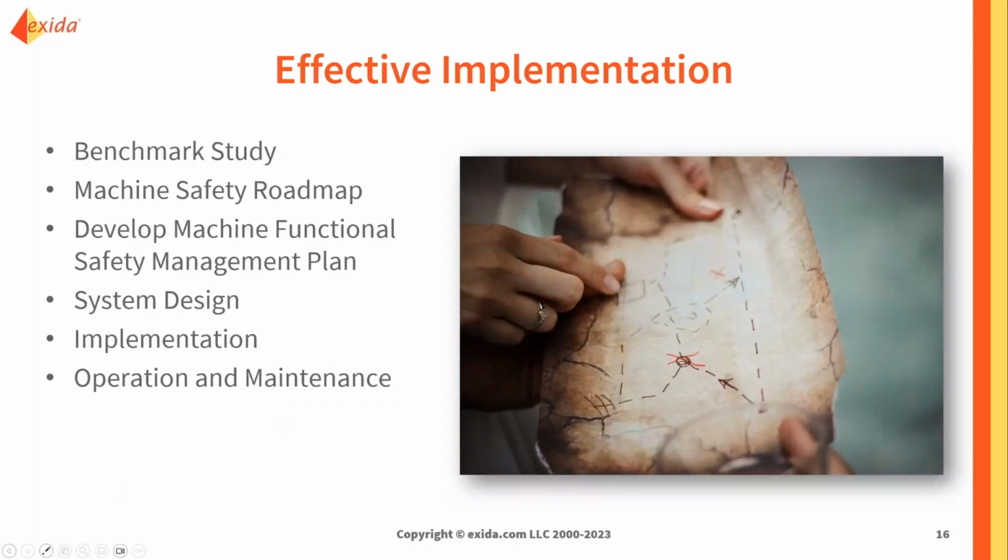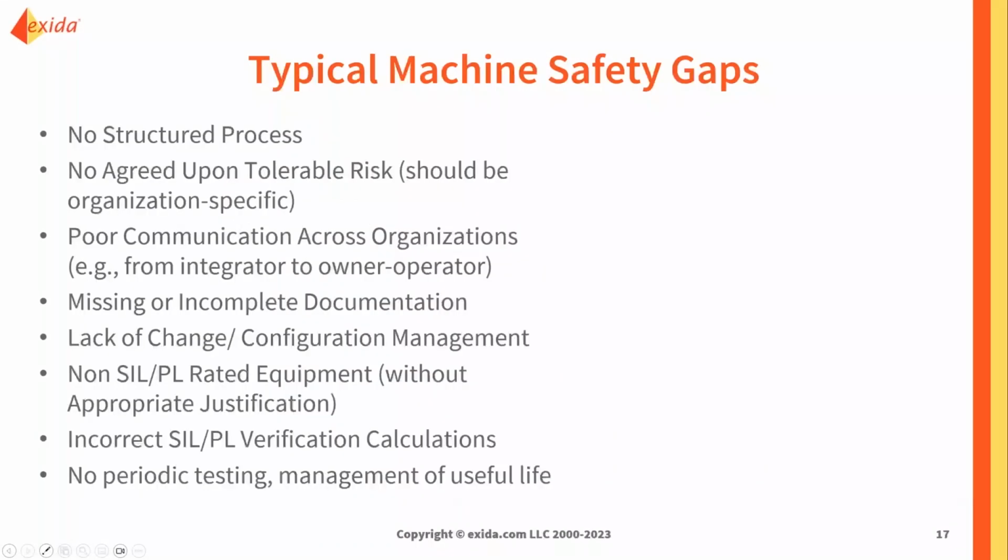And so when we start with the benchmark study, there have been quite a few typical machine safety gaps that we see with different organizations that we've worked with. So the first one, a lack of a structured process where there's really not much, if any, documentation on the asset owner side for maintaining the system. So they may have an expectation that they will receive a system from the integrator that's fully compliant, and they don't have anything documented about what they do with that system from there.